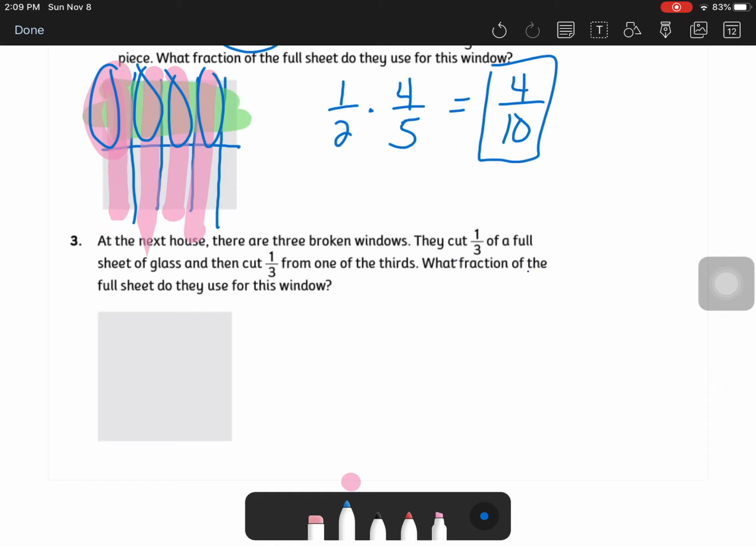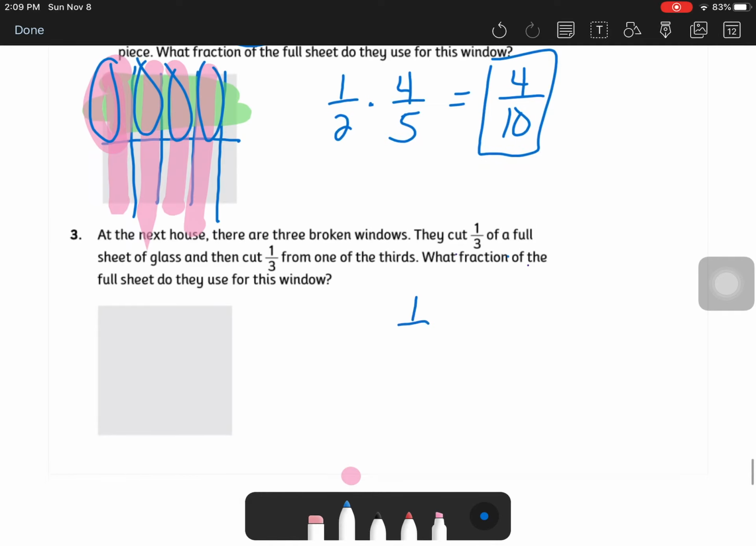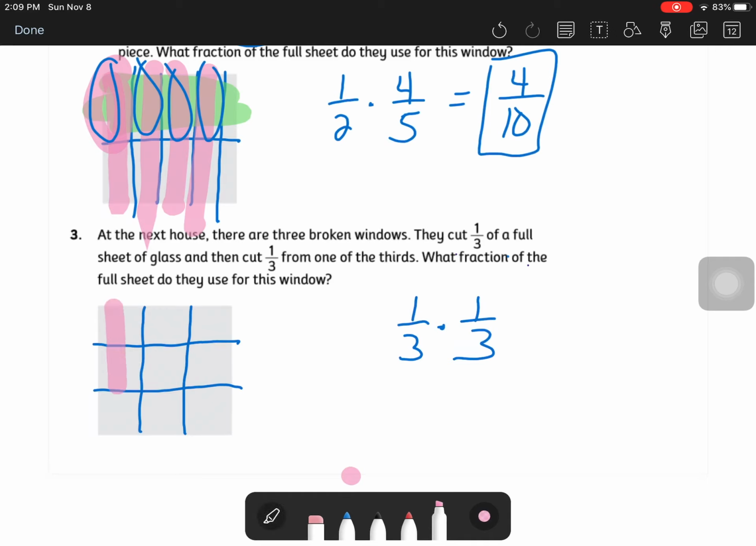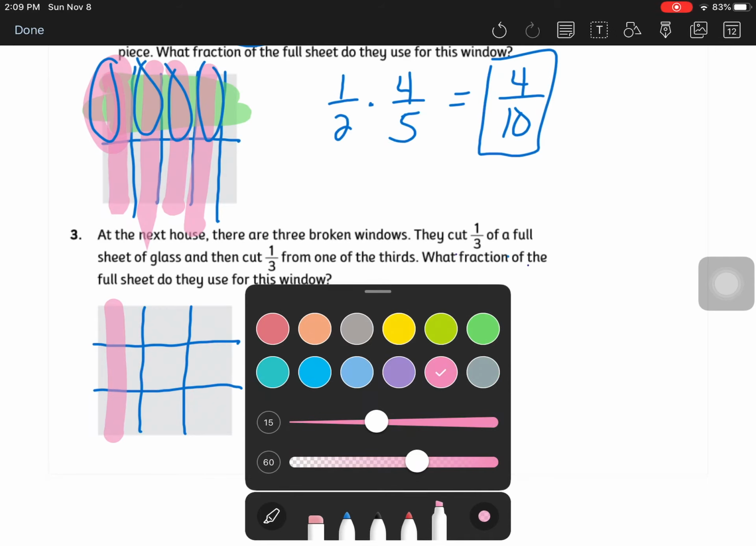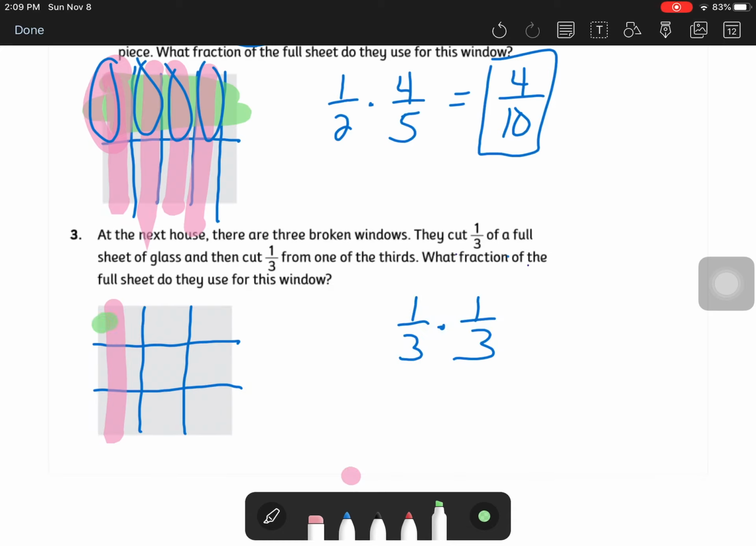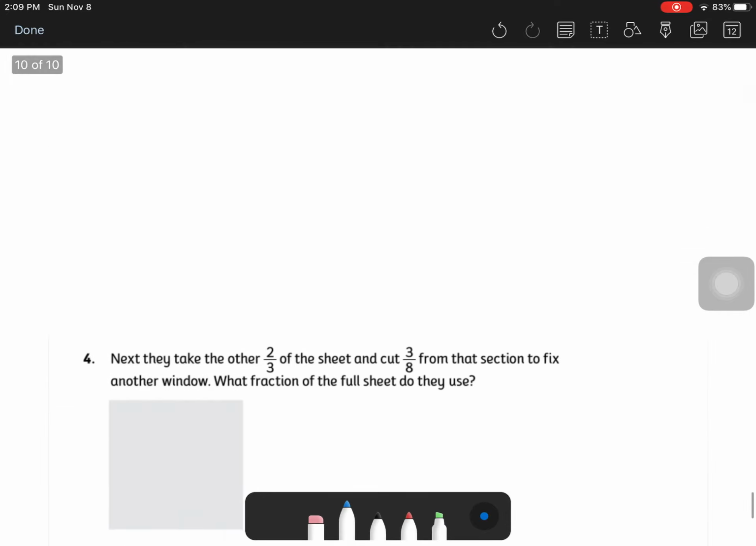Okay, next one we're going to do 1/3. So the next house, they cut 1/3 of a full sheet, and then cut 1/3 from that 1/3. Okay, so it's 1/3 of 1/3. All right, so if we go thirds one way and thirds the other way, if we cut 1/3 one way and if we cut 1/3 the other way, we get 1 overlapping square out of a total of 9. So 1/9 would be our product of those fractions.